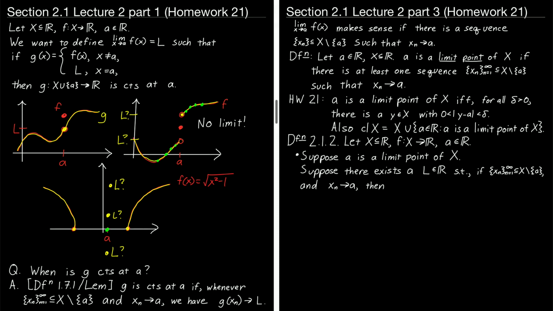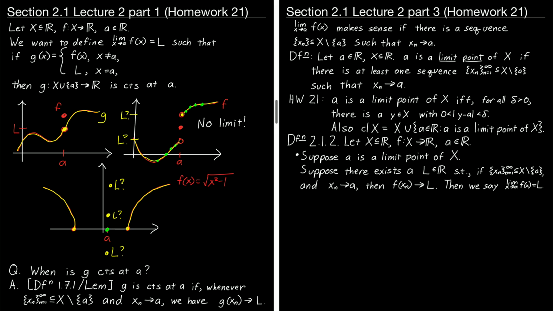then the sequence f of xn is also convergent, and the thing it converges to is L. So let's suppose there's a number L where anytime you have a sequence that converges to A, f of that sequence converges to L. Then we say that the limit as x goes to A of f of x exists and is equal to L.